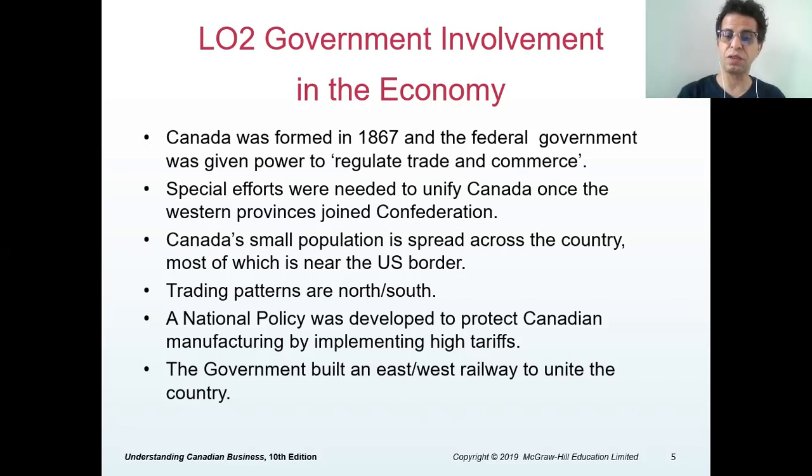A national policy was developed to protect Canadian manufacturing by implementing high tariffs, so it was not easy to import at that time. The government built east-west railways to unite the country and for transportation. It's a very effective railway connecting the east and west. We don't see it a lot, but it is there, very active and very important to unite this country.